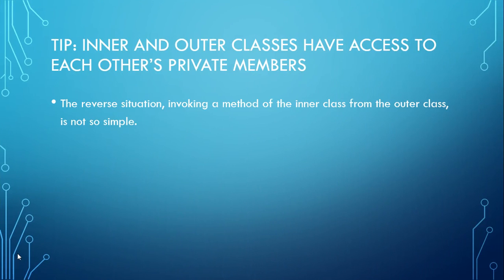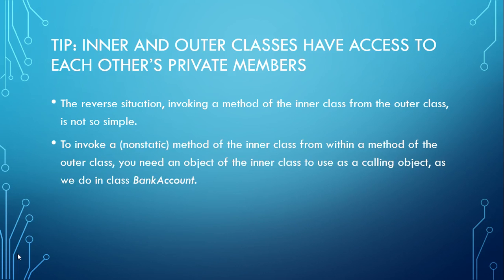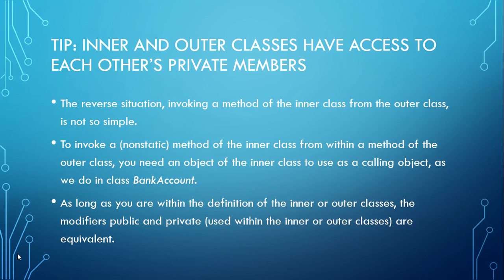Now the reverse situation though, invoking a method of the inner class from the outer class, is not quite so simple. To invoke a non-static method of the inner class from within the outer class, you need an object of the inner class to use as a calling object, such as we will do in our class BankAccount. And I'll look at that in just a minute here. As long as you're within the definition of either the inner or the outer class, the modifiers public and private used within the inner or outer classes are equivalent.